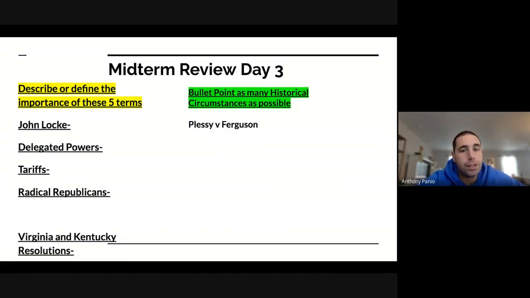Two days ago, we did reserve powers. Today, I want to do delegated powers. So what is the difference, and what are delegated powers? Let's spend a little time talking about tariffs. Then we'll go to Reconstruction. We'll look at the radical Republicans.